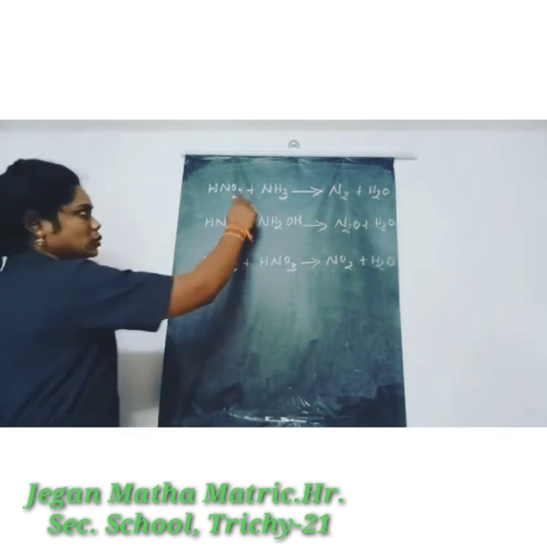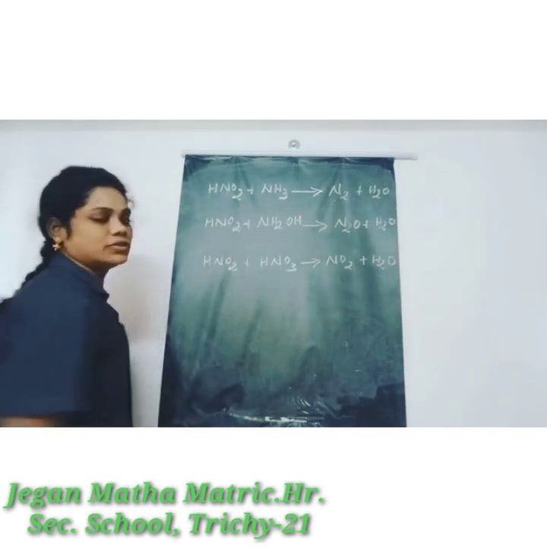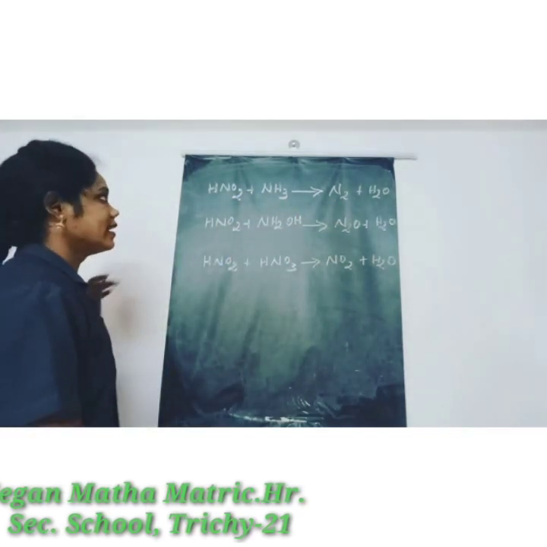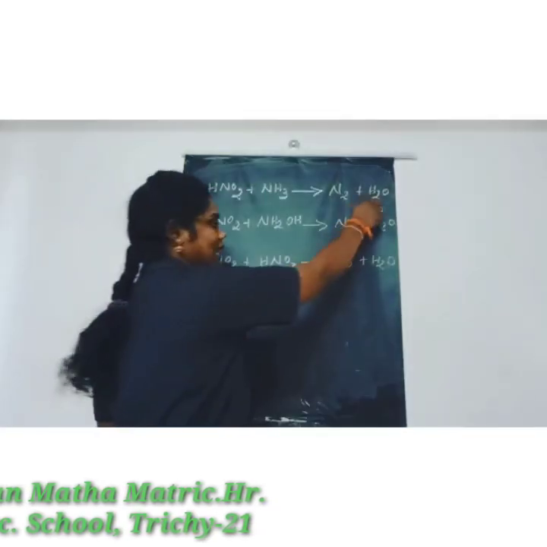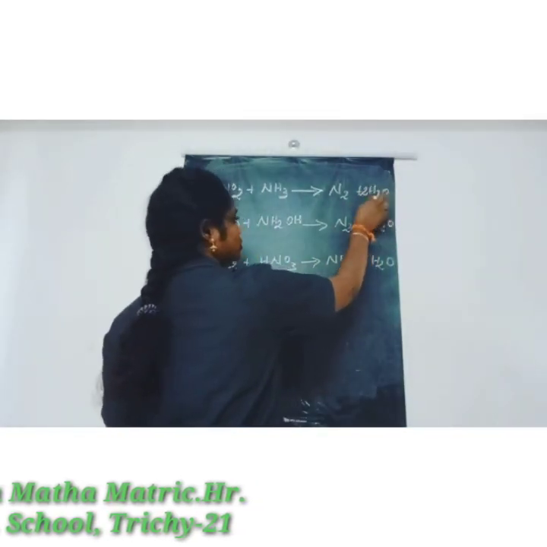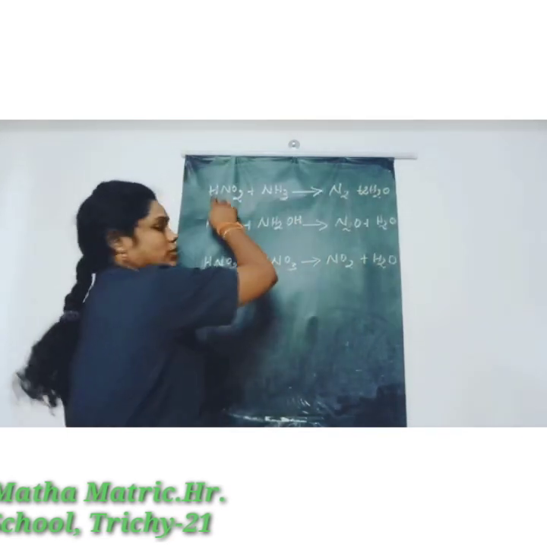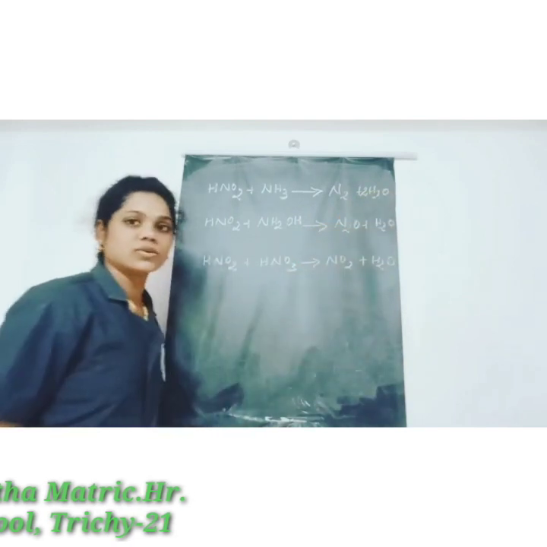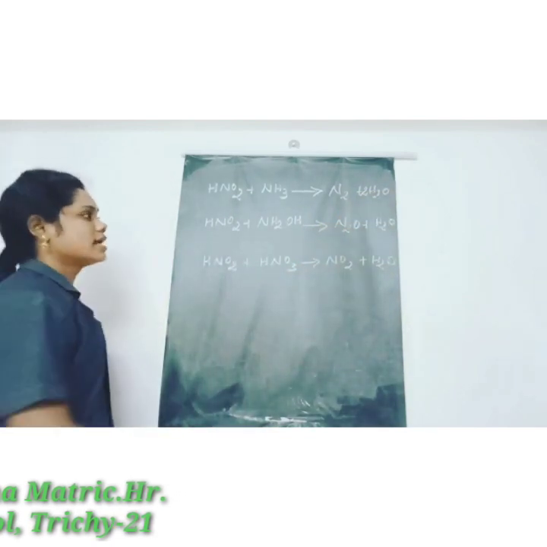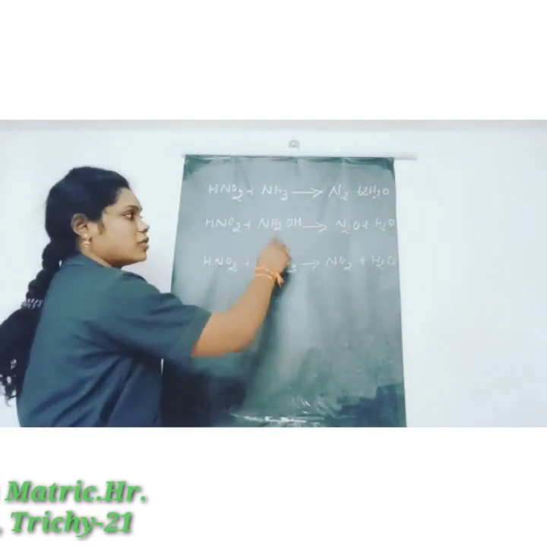Here nitrogen is 2 times, here also nitrogen 2 times. But hydrogen here is 3 plus 1, 4, and here hydrogen is only 2 times, so here I take 2. So 2 2s are 4, so here also 4 times hydrogen, and oxygen is 2 times, so here also oxygen is 2 times. And the next equation is here HNO2 and hydroxylamine.